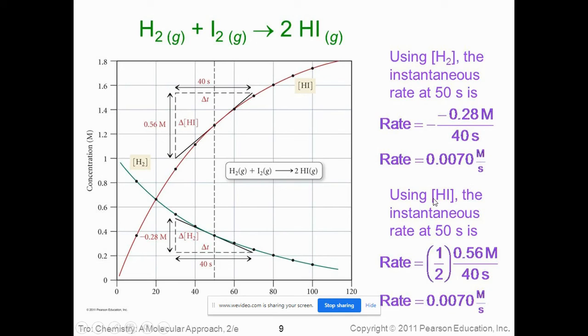Okay, if we wanted to find the instantaneous rate at 50 seconds for HI, so I go to 50 and I go up to HI and I draw a tangent and then I find the rise over run of that line. It would be 0.56 divided by 40. Okay, and you get 0.0070 moles per liter per second.